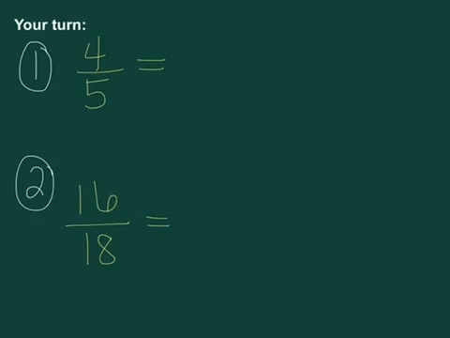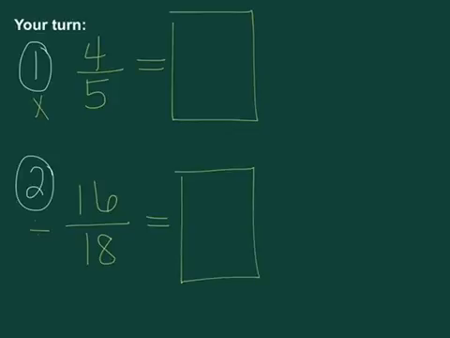So now it's your turn. What I would like you to do is pause the video. In problem number 1, you're going to use the idea of multiplication. And in problem number 2, you're going to use the idea of division. So go ahead and find an equivalent ratio for 4/5 and find an equivalent ratio for 16/18. And then hit play to check your answer.